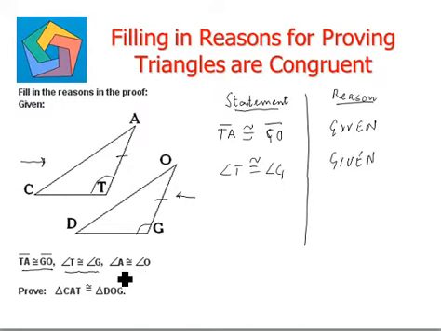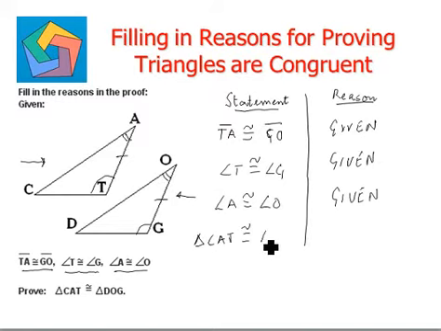Third statement is angle A is congruent to angle O. Let's mark it, angle A with a double marking to show that these two angles are congruent. This is also given to us. Now we see that we are given three statements which are enough to prove that triangle CAT is congruent to triangle DOG. Now let's see which theorem this is.